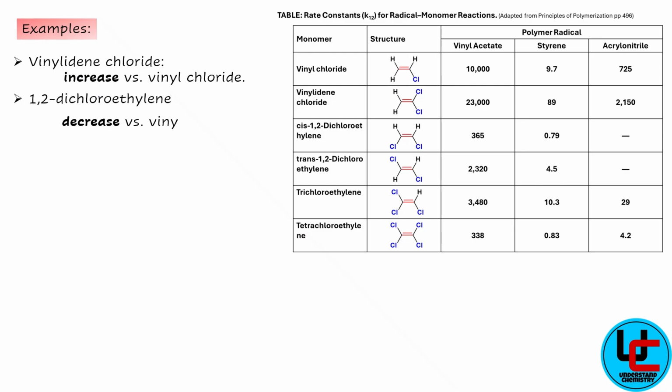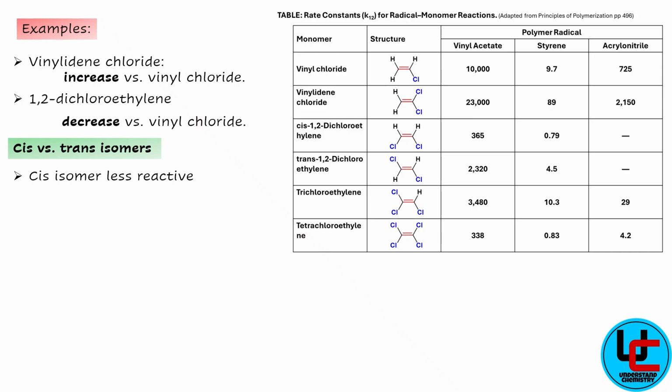Next, look at cis-1,2-dichloroethylene, where both chlorines are at the beta position. Its reactivity drops more than 20 times compared to vinyl chloride. That's due to steric hindrance. The radical struggles to approach the monomer. Trans-1,2-dichloroethylene is a bit better. It's about 6 times more reactive than the cis form.